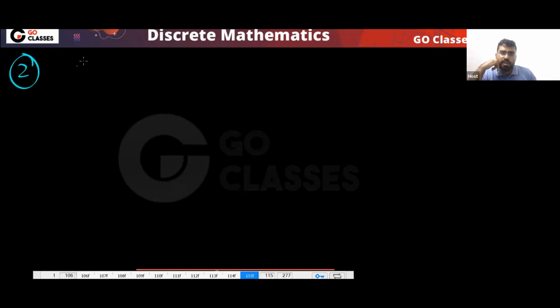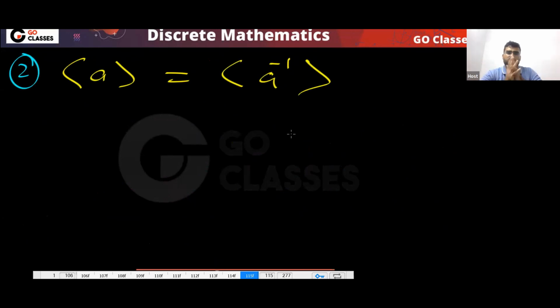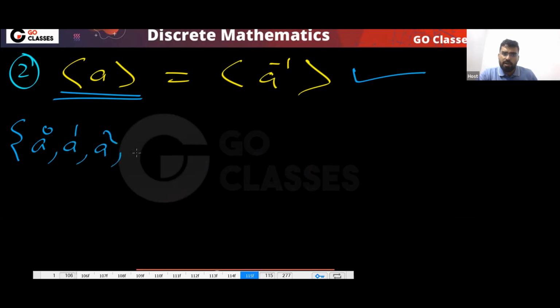The second point: can I say the subgroup generated by A is the same as the subgroup generated by A inverse? Can I say both are the same? Just apply the definition. What does this mean? This means all the integer powers of A. Here you have A power 0, A power 1, A power 2, A power 3, A inverse, A power minus 2. This is your subgroup generated by A.